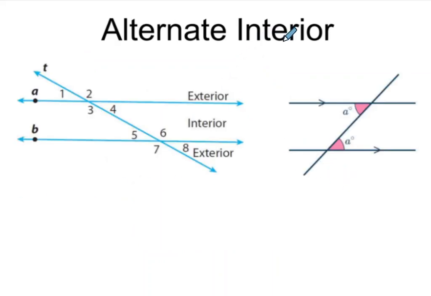Alternate interior are going to be my alternate side, but interior. So here we have 3. The alternate interior would be 4, or 6, and then the alternate to 4 would be 5. And these angles are going to be the same, so they'll be congruent.